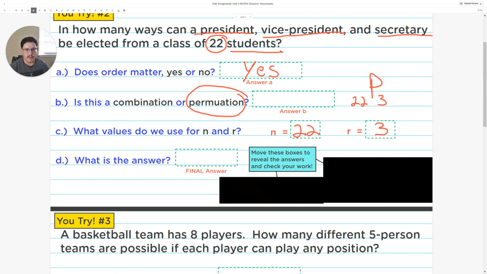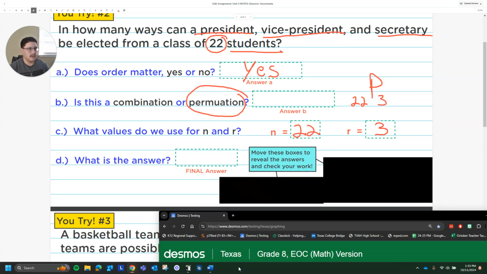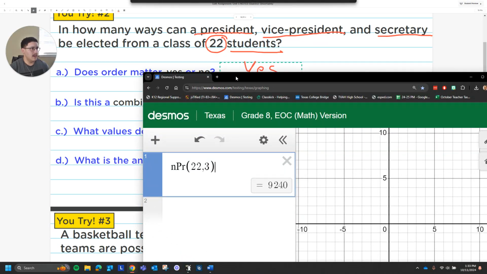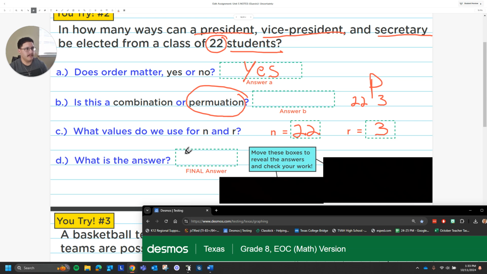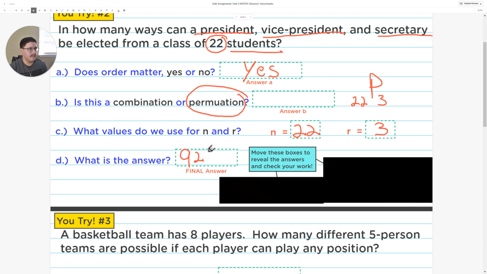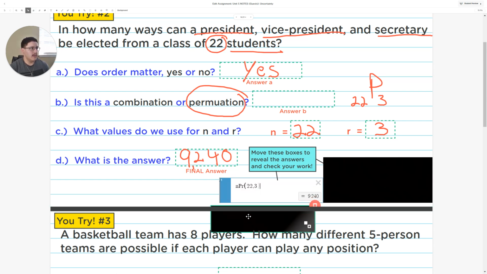I already forgot the number. 9,240. So 9,240 ways if order matters. That's Desmos.